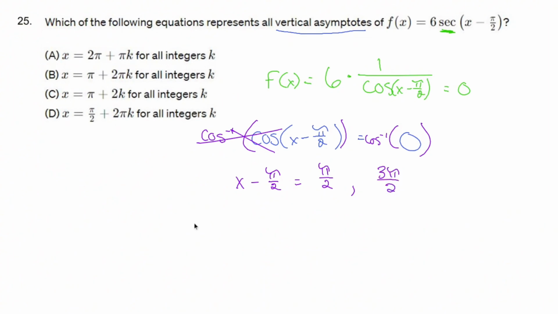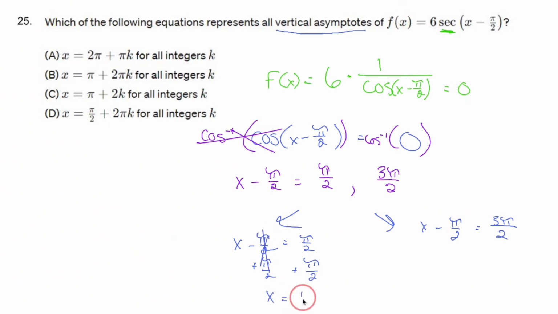So I'm going to solve these for two different equations. I have x minus pi over 2 equals my one option, pi over 2. And I have x minus pi over 2 equals my other option, 3 pi over 2. Add pi over 2, add pi over 2, and a half a pi plus a half a pi gives me a whole pi. Sounds delicious. That's one option. My other option is to do the same exact process, add pi over 2, and 3 pi over 2 plus pi over 2 is going to be 4 pi over 2, which is 2 pi.